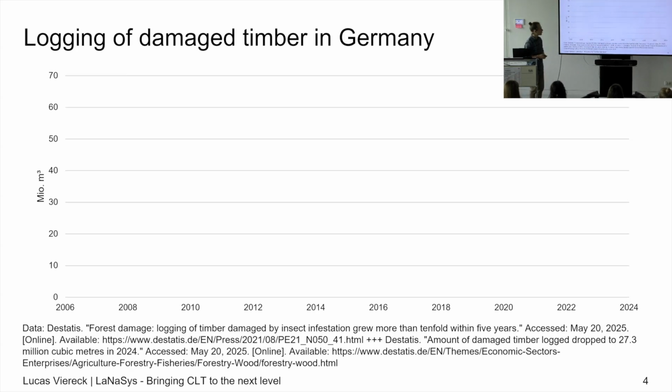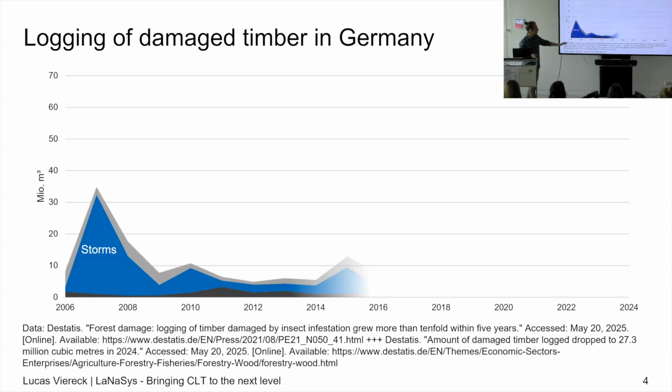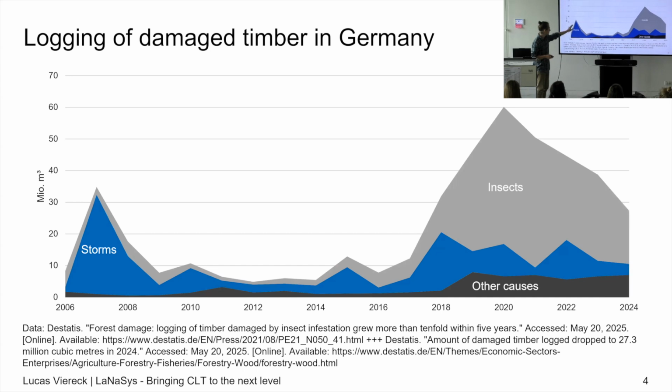At the same time, the local softwood forests are under pressure. We see here the logging of damaged timber in Germany only. We have here some storms. There's a peak around 2007, another big peak around 2020 because of insects. And although there is no clear tendency, I think the message is clear. We have to rethink timber products that purely rely on softwood timber and focus more on native hardwood.